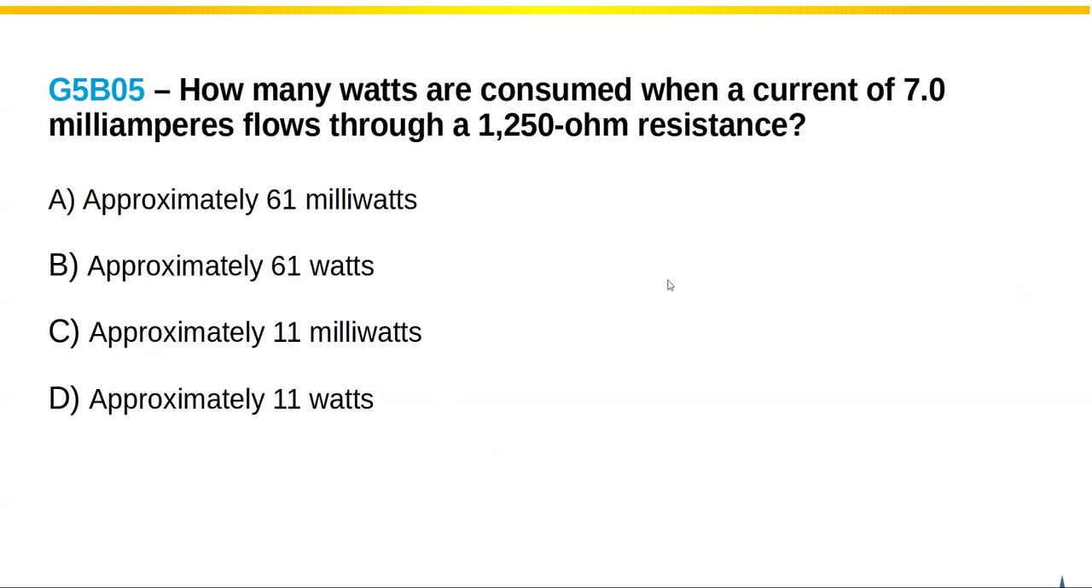How many watts are consumed when a current of 7 milliamps flows through a 1,250 ohm resistor? Now you can get a precision one. You get the precision ones, but they cost a lot of money. Not on surface mount. They're dirt cheap.